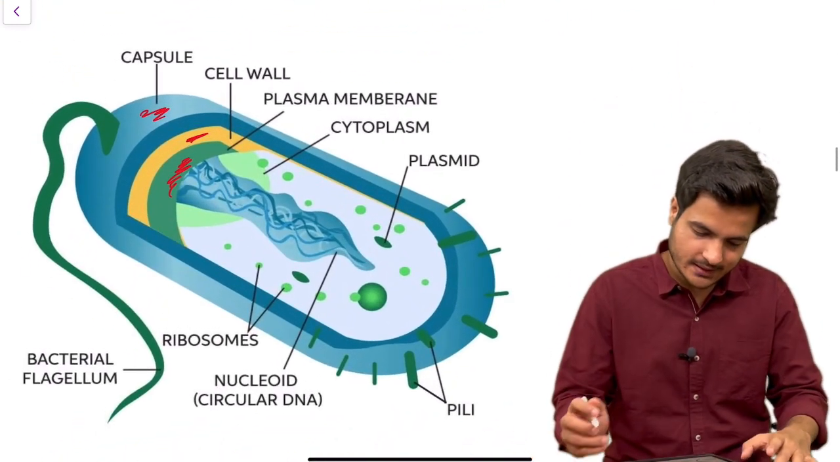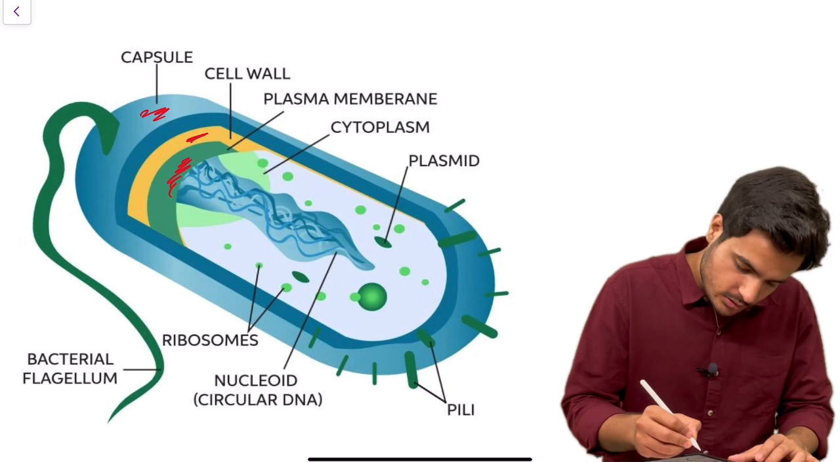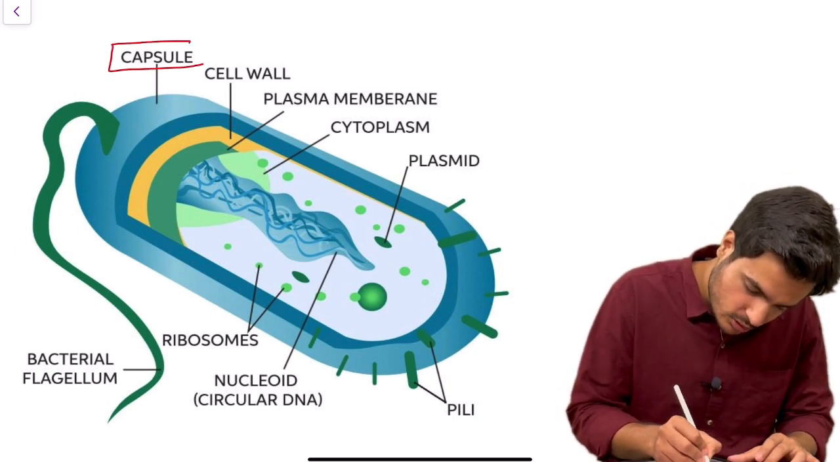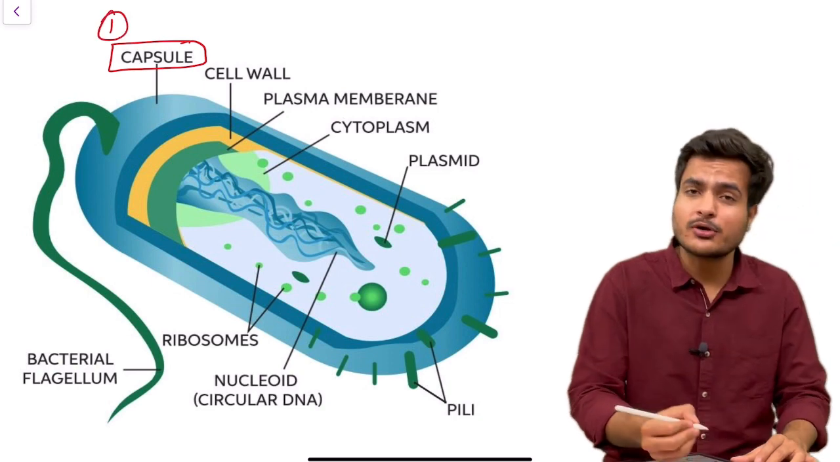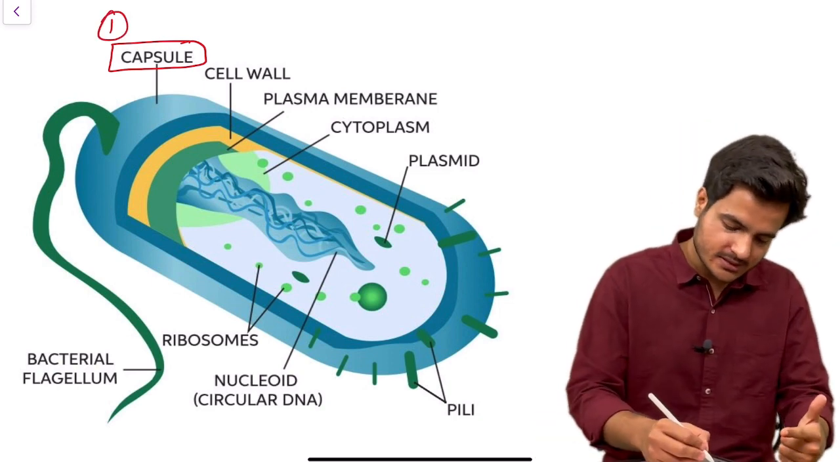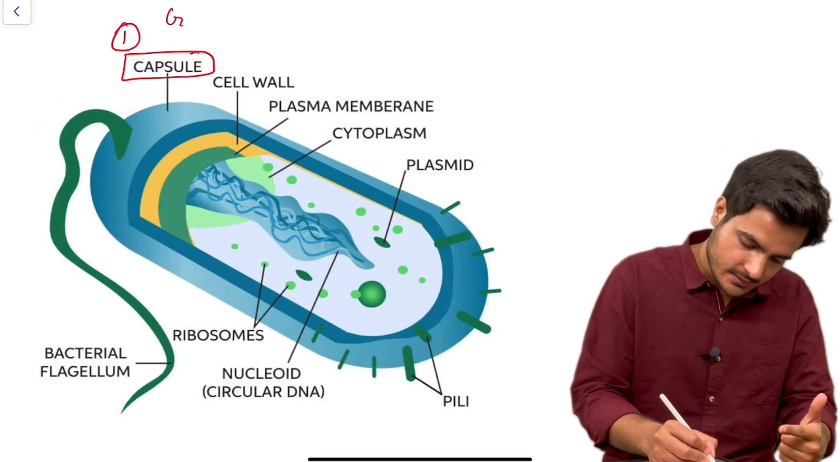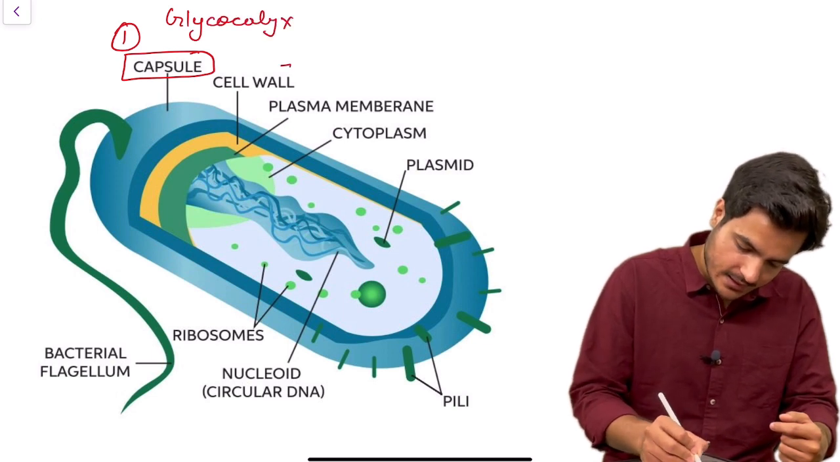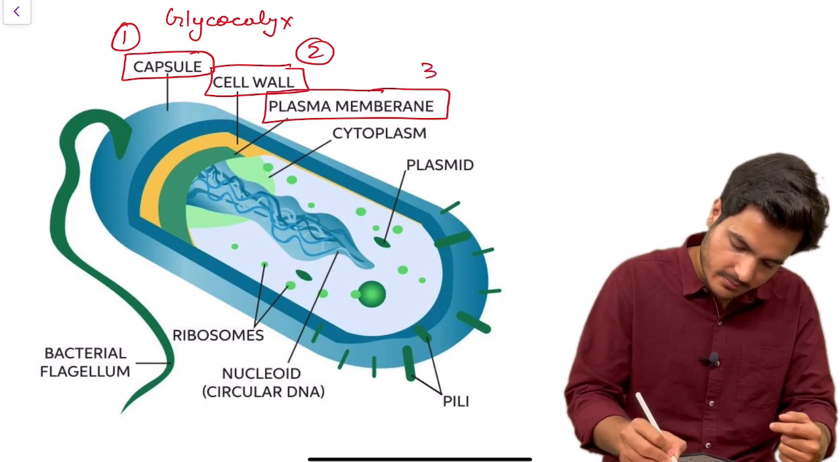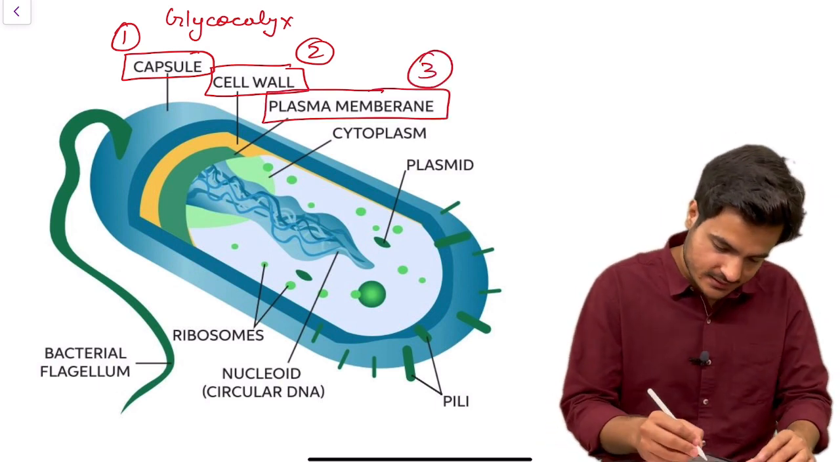So let's see the diagram showing this. First of all, let's make the three layers. The outermost is glycocalyx. Glycocalyx is of two types, slime layer and capsule. So this capsule is telling us that this is a part of glycocalyx. Then comes the second layer, which is the cell wall, and the innermost layer is the plasma membrane. So we can see this in the diagram.